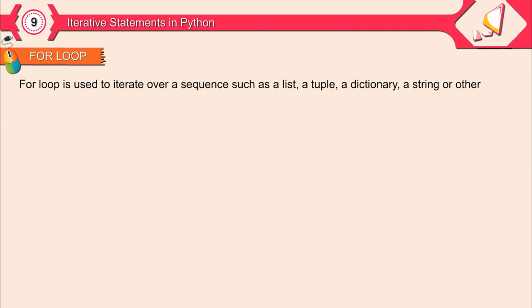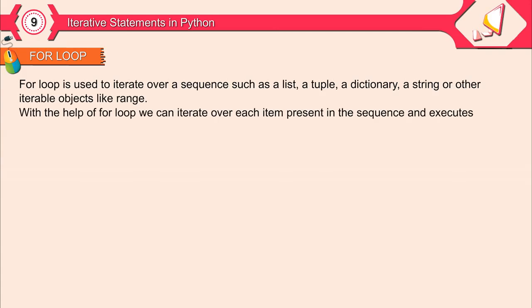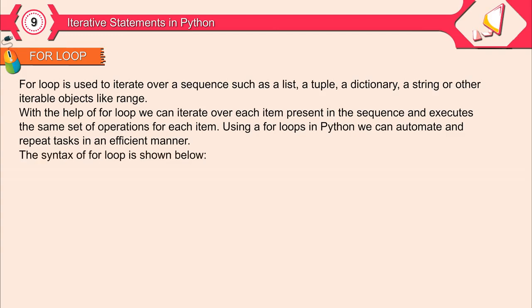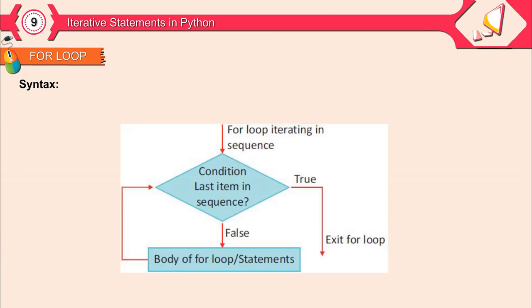For loop. For loop is used to iterate over a sequence such as a list, a tuple, a dictionary, a string, or other iterable objects like range. With the help of for loop, we can iterate over each item present in the sequence and execute the same set of operations for each item. Using the for loops in Python, we can automate and repeat tasks in an efficient manner. The syntax of for loop is shown below.